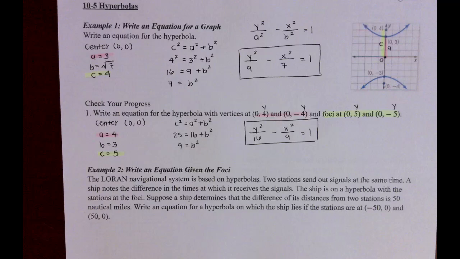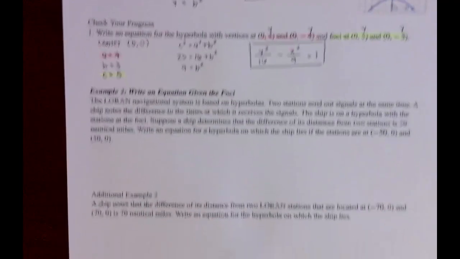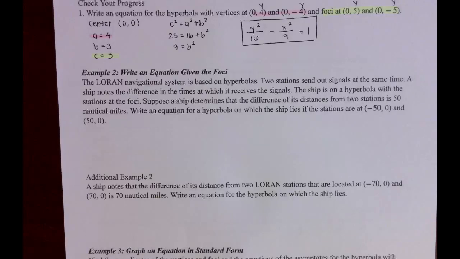Now let's talk about the next one, example 2. The Loran navigational system is based on hyperbolas. 2 stations send out signals at the same time. A ship notes the difference in the times at which it receives the signal. The ship is on a hyperbola with the stations at the foci. Suppose a ship determines that the difference of its distance from 2 stations is 50 nautical miles.